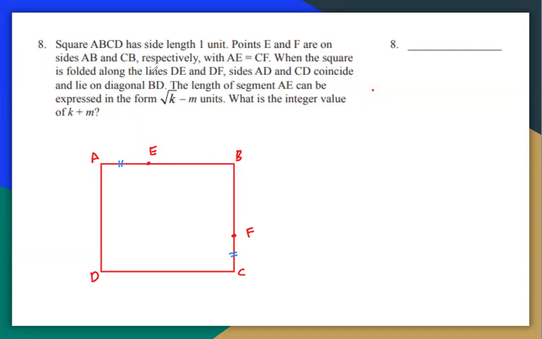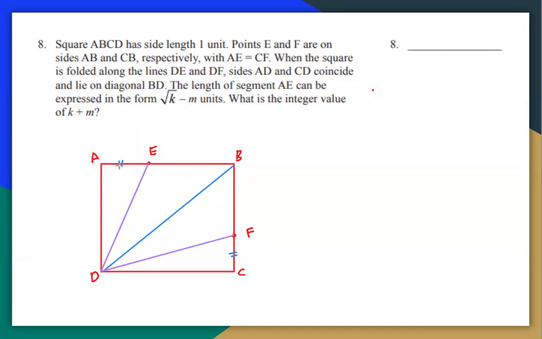And when the square is folded along the lines DE and DF, so this is DE and this is DF, these two lines will coincide and lie on the diagonal BD. Okay, so that is this one. When you fold this, you're getting point A somewhere on this diagonal line, so maybe we should see that as well. So if you draw this, and the same thing with DF.